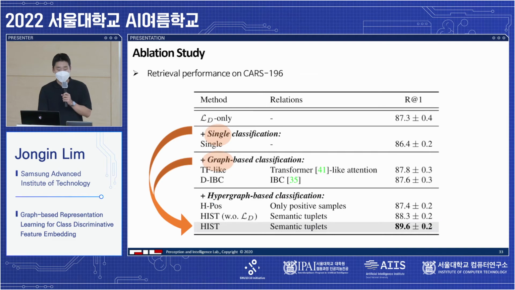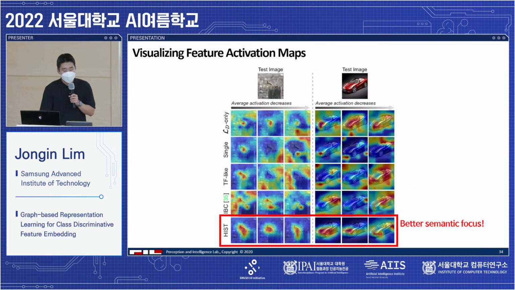To validate the effectiveness of our HIST loss, we compared our method with 6 ablation models. Specifically, compared to the single and graph-based classification baselines, our model trained with HIST loss showed large performance gains. It clearly demonstrates the benefits of the proposed hypergraph approach. To understand the qualitative effect, we investigated the feature activation maps of the test set images. The results clearly show that the embedding network trained with our HIST loss provides better semantic focus.